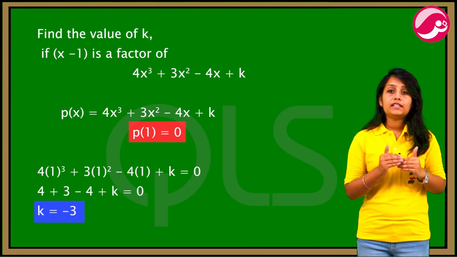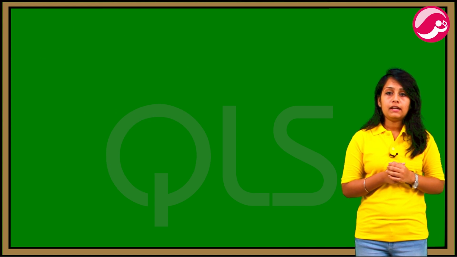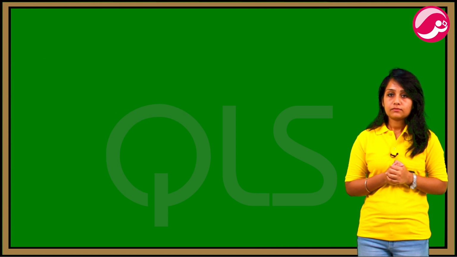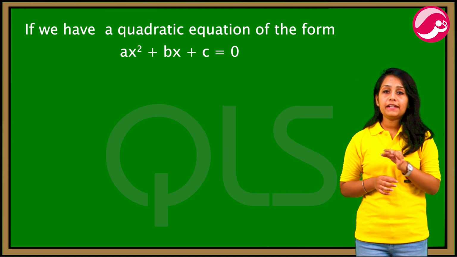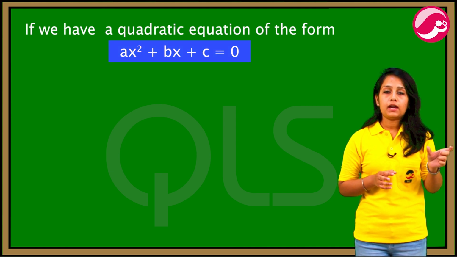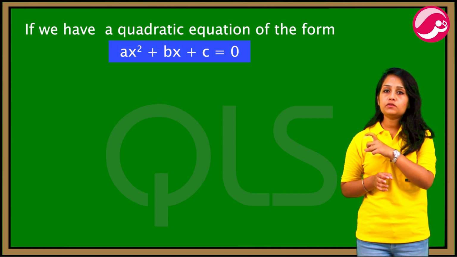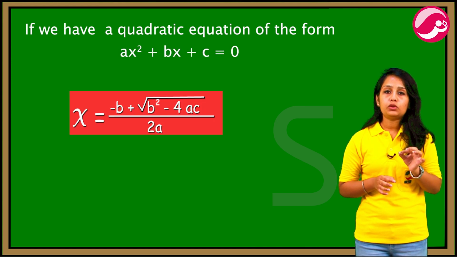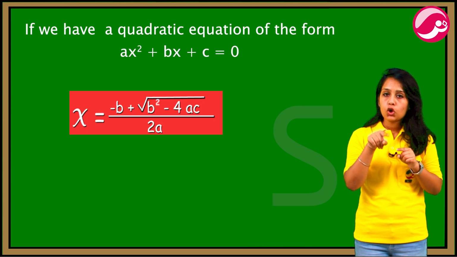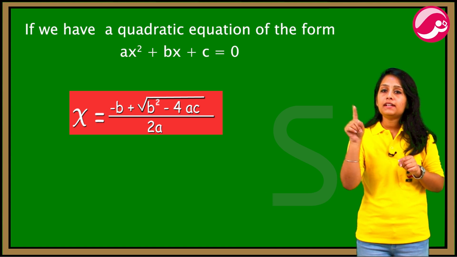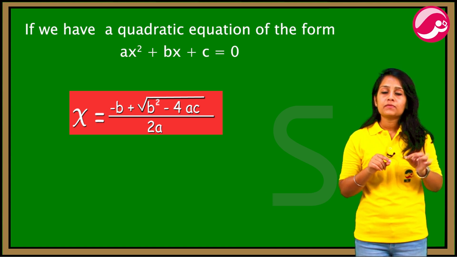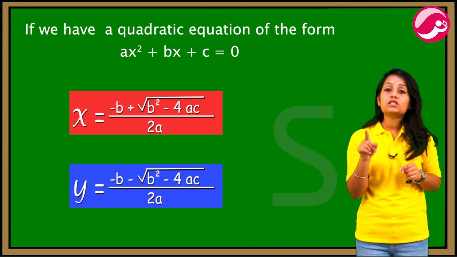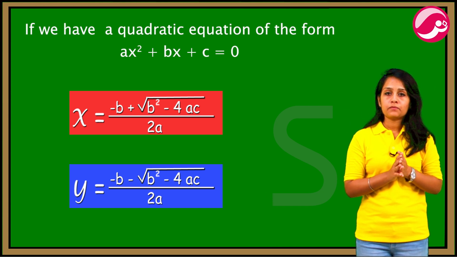Now, if we are not given any zero of the polynomial and you can't even predict them, then there's one more thing you can do. If we have a quadratic equation of the form ax square plus bx plus c equal to 0, then its two roots are given by the formula x equal to minus b plus root of b square minus 4ac upon 2a, and x equal to minus b minus root of b square minus 4ac upon 2a.